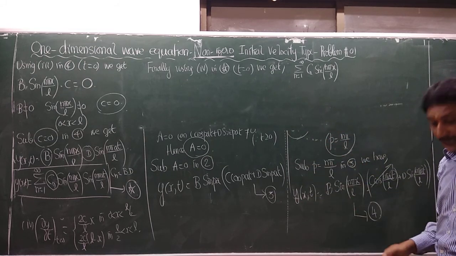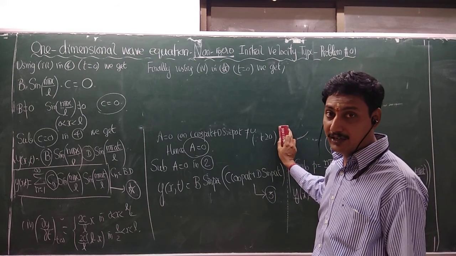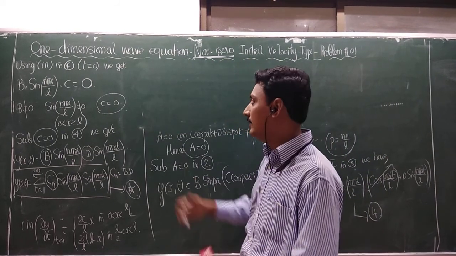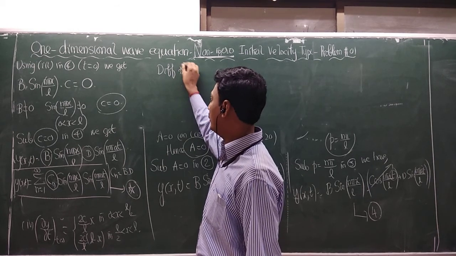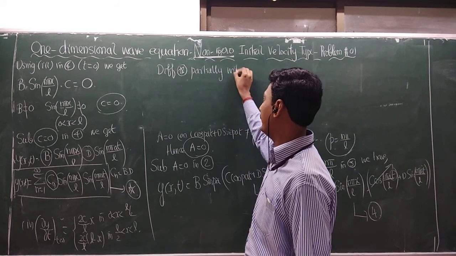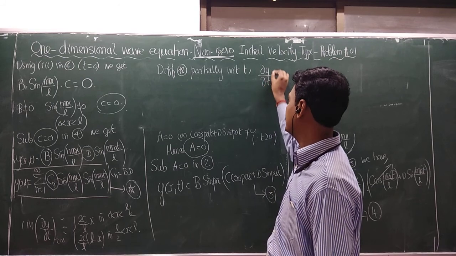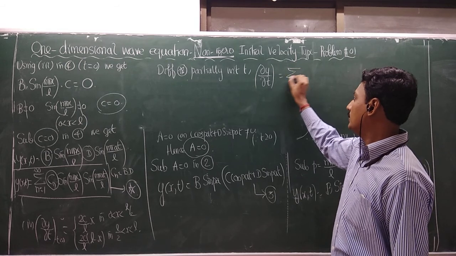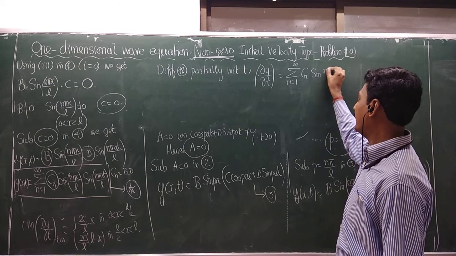I need the velocity. So before applying the fourth boundary condition, we better differentiate the star equation partially with respect to t. What will we get? We get dou y by dou t. With respect to t alone, the x term is cancelled, so Cn sin n pi x by L.